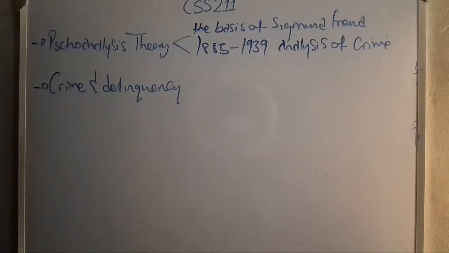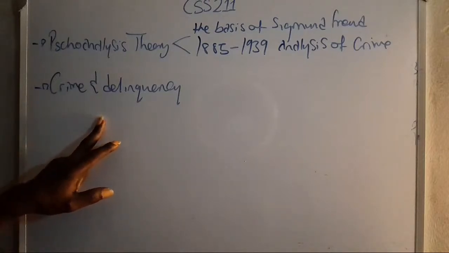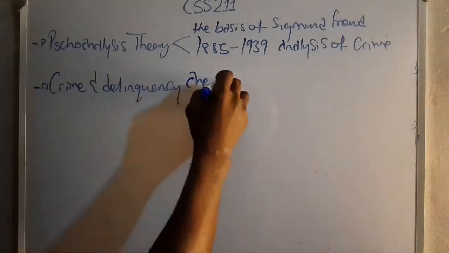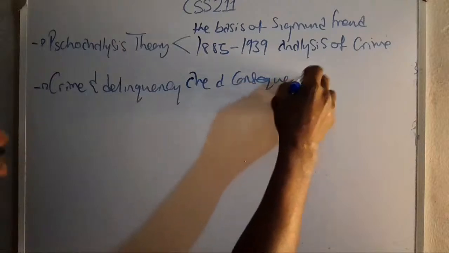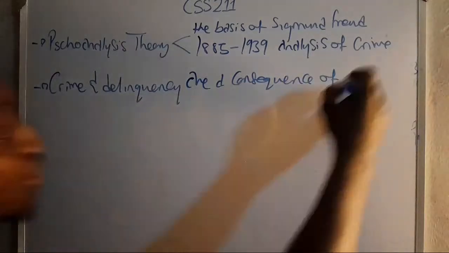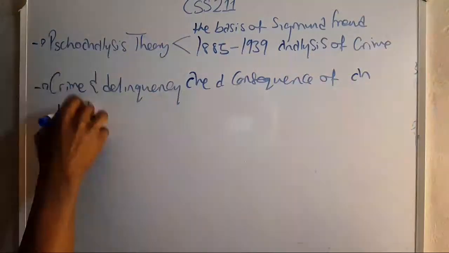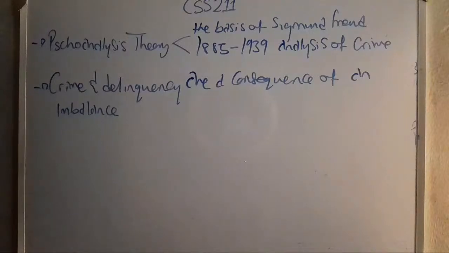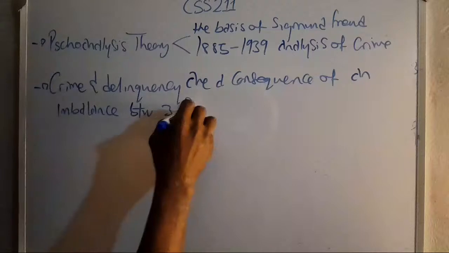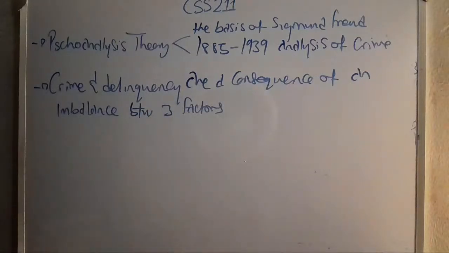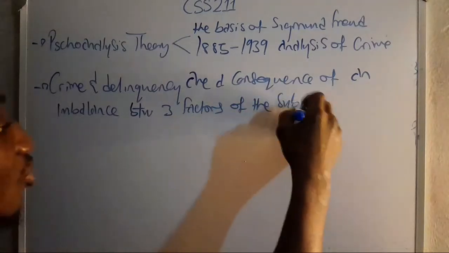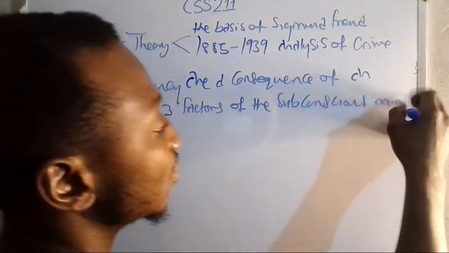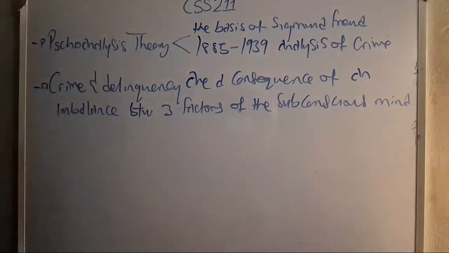Now, let's take a look at this. The first reason says crime and delinquency are a consequence of an imbalance between three factors of the subconscious mind, and that is by Sigmund Freud.